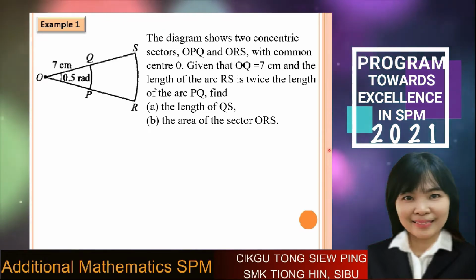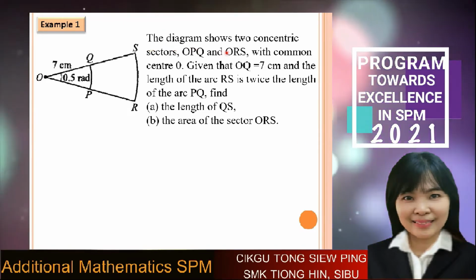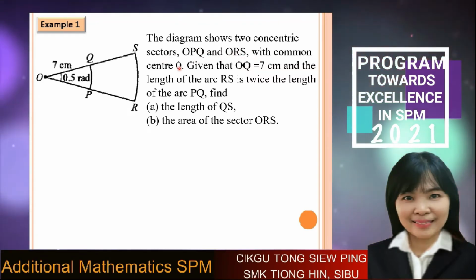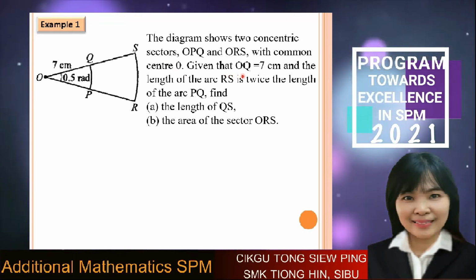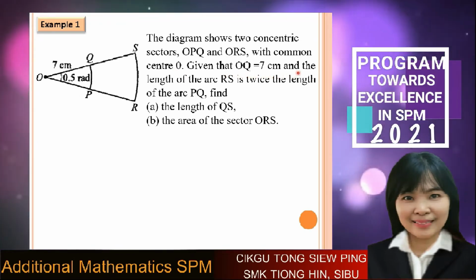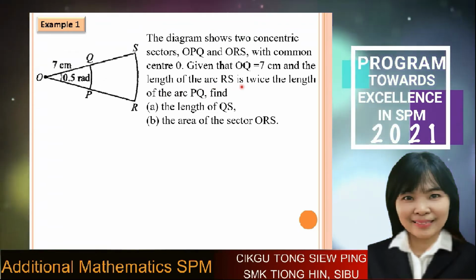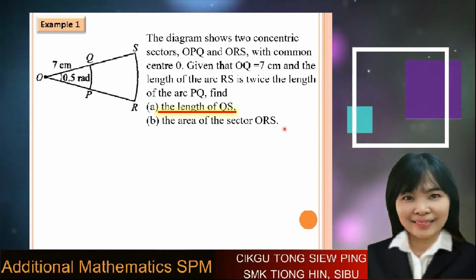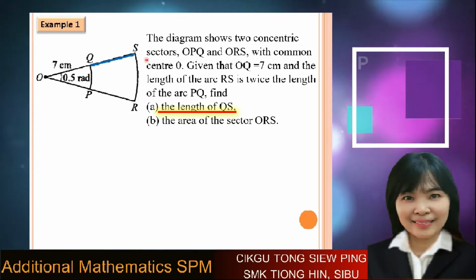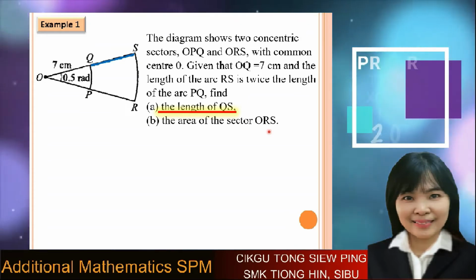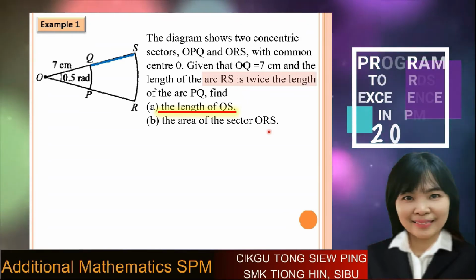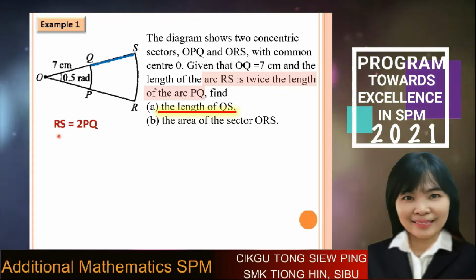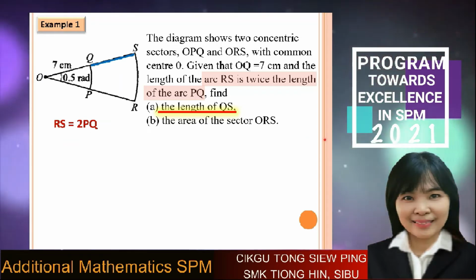Let us look at the first example. The diagram shows two concentric sectors OPQ and ORS with common center O. Given that OQ equals 7 cm and the length of the arc RS is twice the length of the arc PQ, find the length of QS. That is this blue line. The question tells us the arc RS is twice the length of the arc PQ. Therefore, we can equate RS to 2PQ.